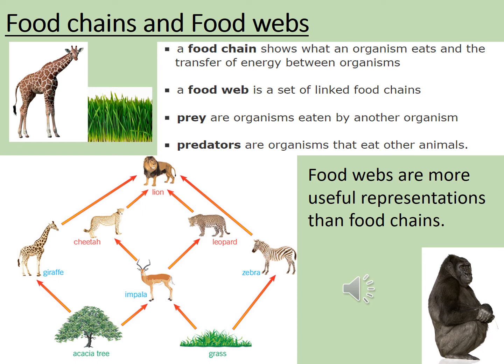The top one is normally the predator. They're the ones that eat other animals. The prey is the ones that are being eaten. Generally, the ones that eat the producer tend to be a herbivore because they only eat grass and other plant matter.